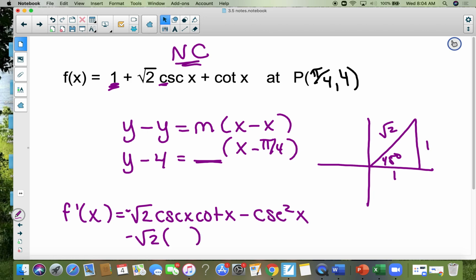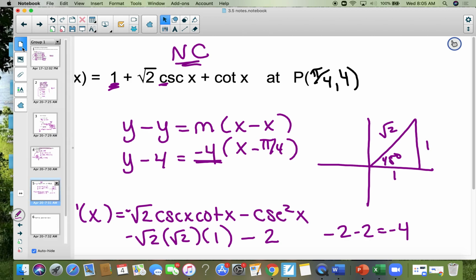The cosecant of that picture is the square root of 2. The cotangent of that picture is 1. Minus, well, you already did the cosecant, but you have to square it, so that makes 2. So you're going to get a negative 2 minus 2 equals a negative 4 for your slope. Okay, the next problem.